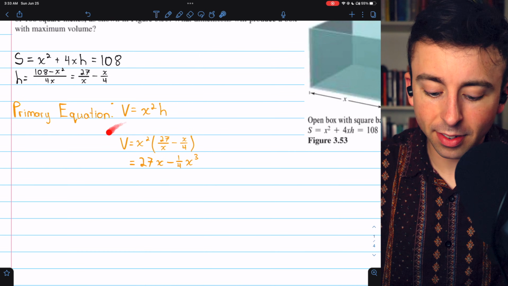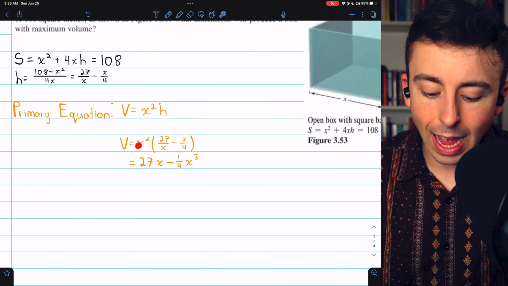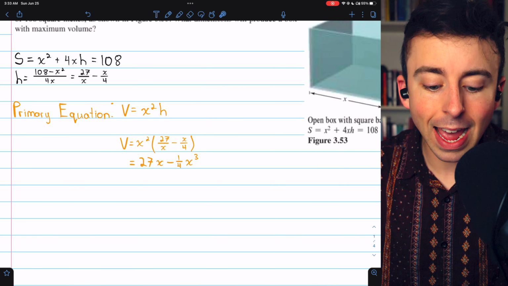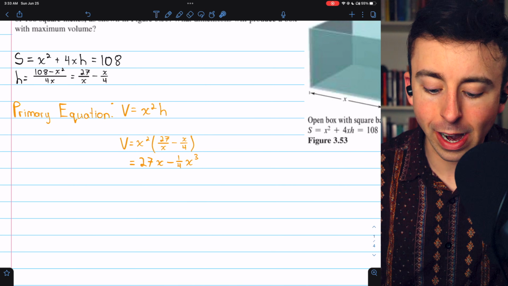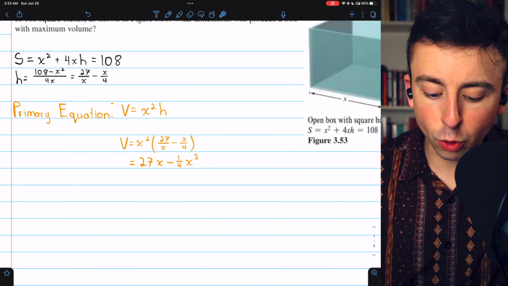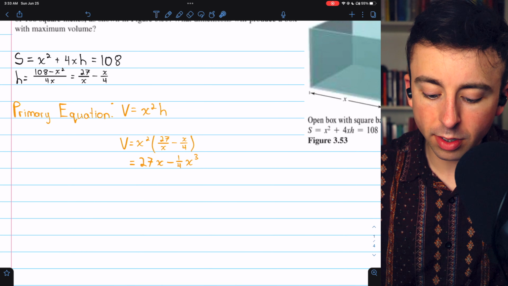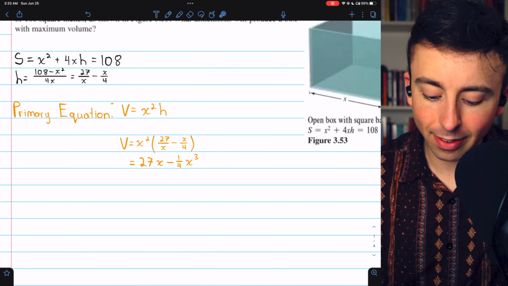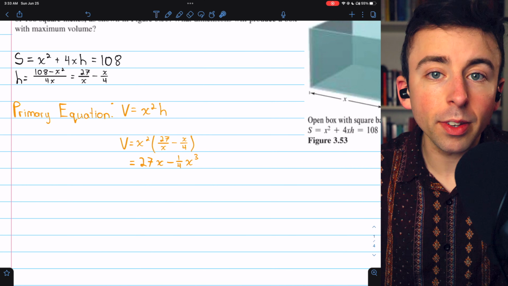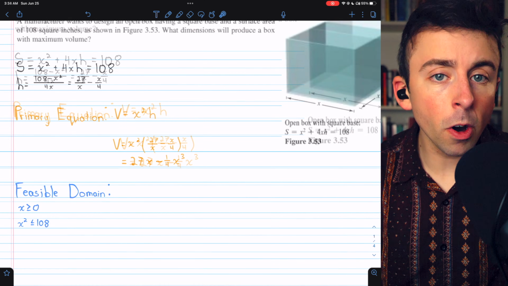And that brings us here. The volume is equal to x squared multiplied by h, which we found is 27 over x minus x over 4. Distributing the x squared through the parentheses, we have that the volume equals 27 times x minus 1/4 times x cubed. We're almost done.